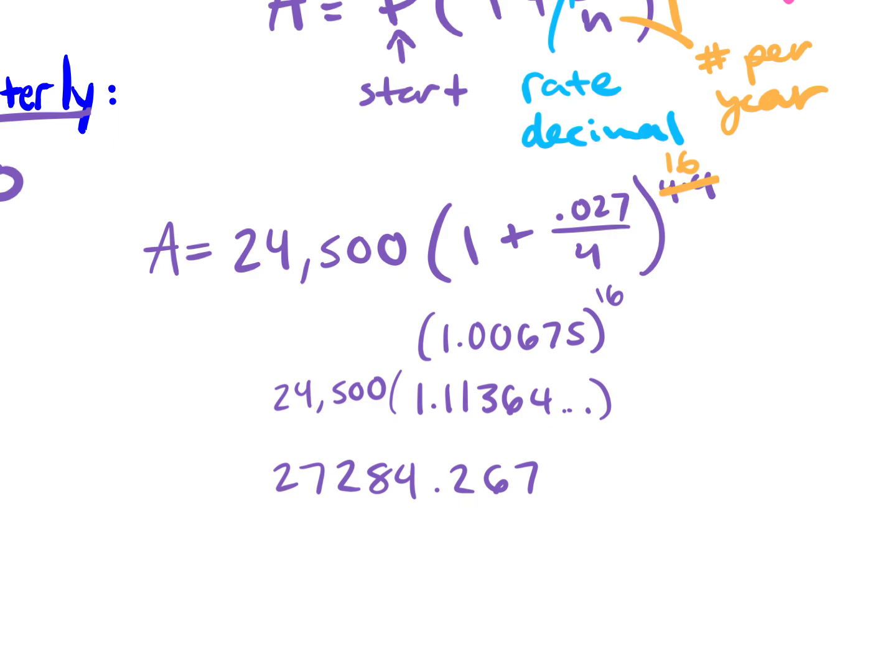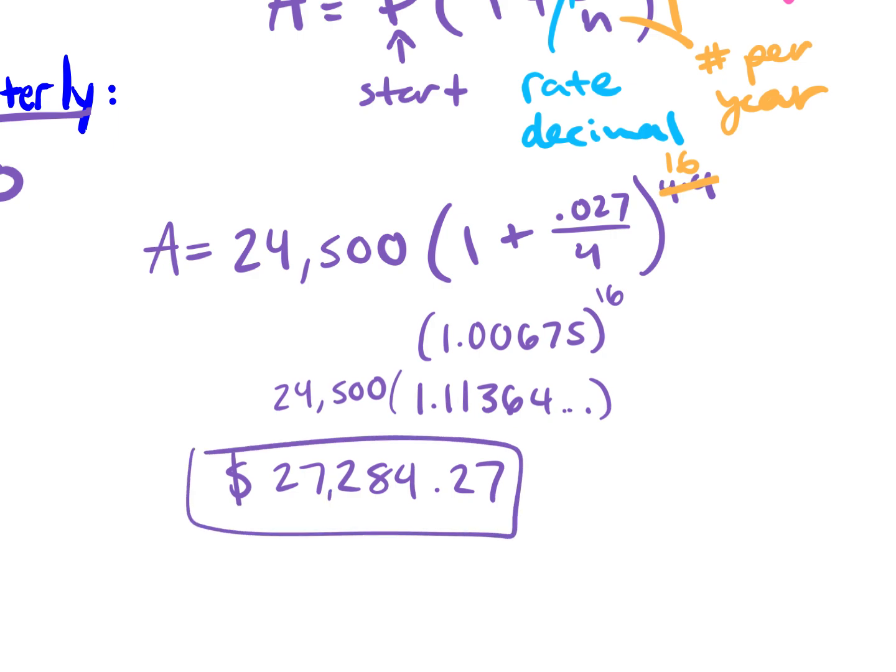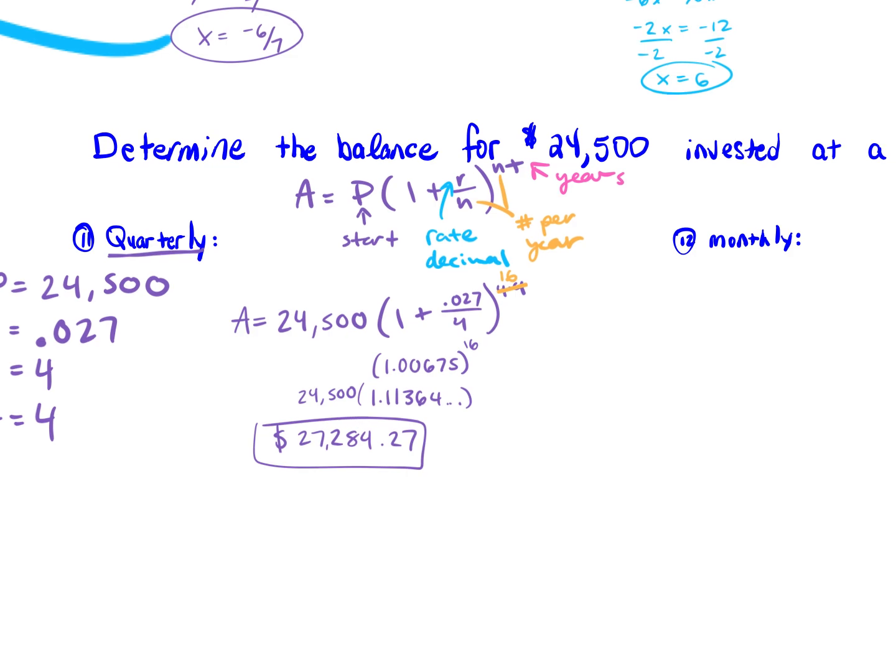So how many decimal places should we round to? 2 decimal places. Does 7 tell me that I round up or keep it the same? We round up. So this would be 0.27. So $27,284.27. All right, let's do 12.